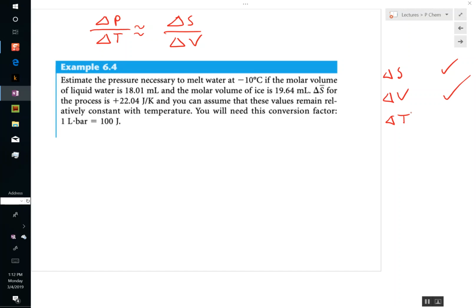So what's delta T? Probably go from 0 to minus 10 C, but you'd have to do it in Kelvin. Okay, we're comparing this to normal water. Normal water freezes at 0, and they're saying, if you had a chunk of ice at minus 10 degrees centigrade, what pressure would be needed to cause it to melt, to convert back into the liquid phase at minus 10 degrees centigrade?